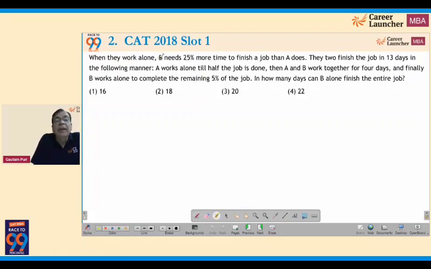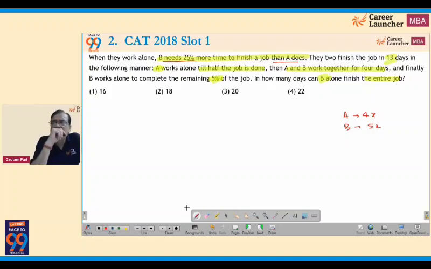When they work alone, B needs 25% more time to finish a job than A does. Now, without even going further, B needs 25% more time than A does. Okay. So can I say that if A does the job in 4x days, B will do the job in 5x days, right? 25% more time than A does. The two finish the job in 13 days in the following manner. A works alone till half the job is done. Then A and B work together for 4 days. And then B works alone to complete the remaining 5% of the job. In how many days can B finish the entire job?